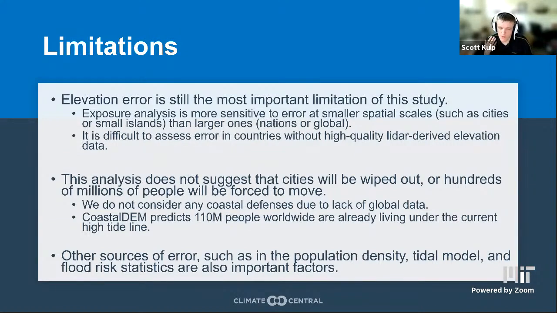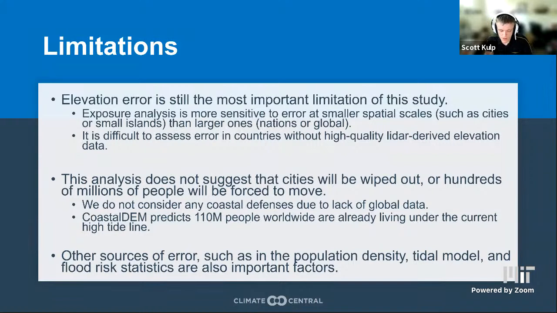Now we're not suggesting again that the cities are going to be wiped out or that hundreds of millions of people will move. Like I said, we don't consider any defenses right now, and we are already predicting that today 110 million people are living under the current high tide line.